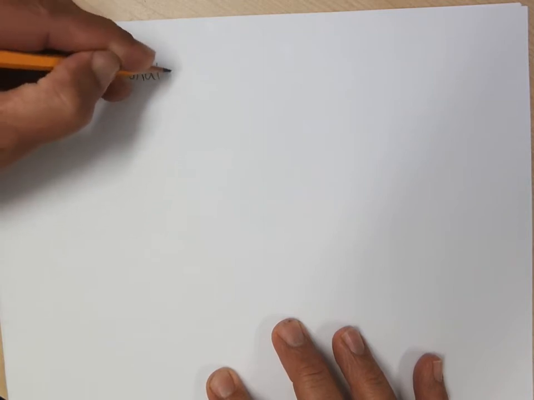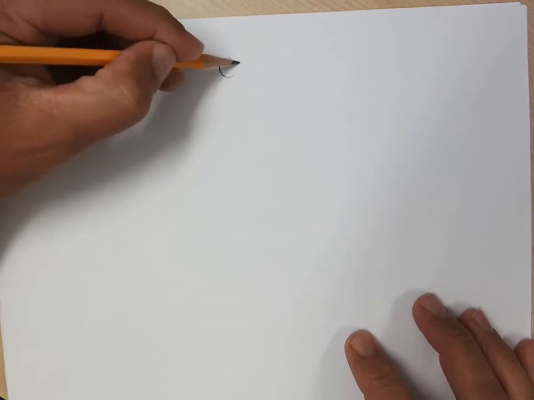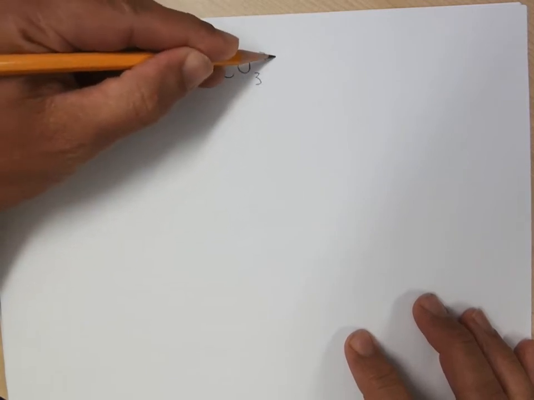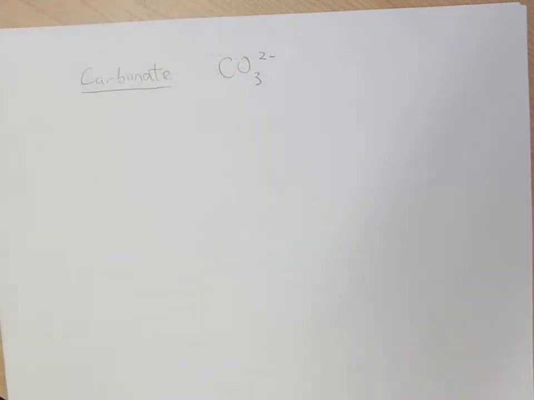Carbonate is one of the common polyatomic ions that we should be familiar with. Carbonate has the formula CO3 2-. So let me go through and do a dot structure for carbonate.